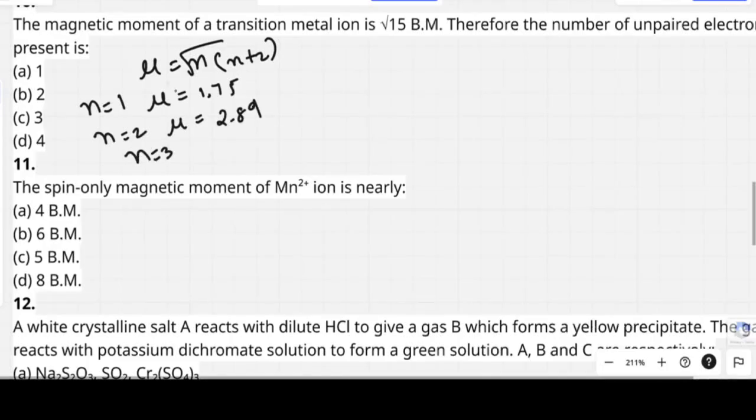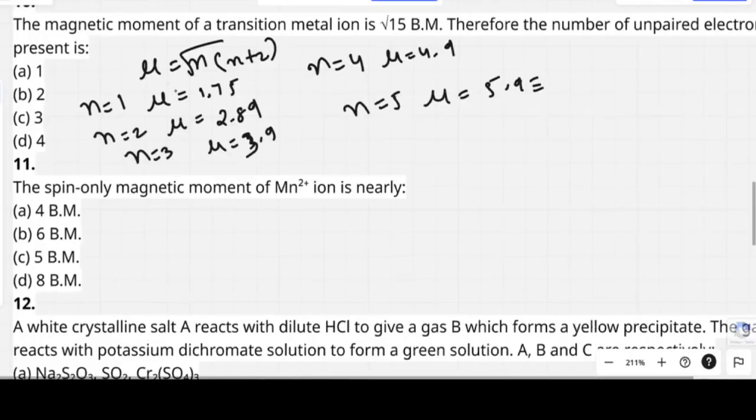Your mu is approximately 3.9. If n is equal to 4, mu is 4.9. If n is equal to 5, mu is approximately 5.9 or it may be 6, approximately equivalent to 6. See this hint and answer the question.